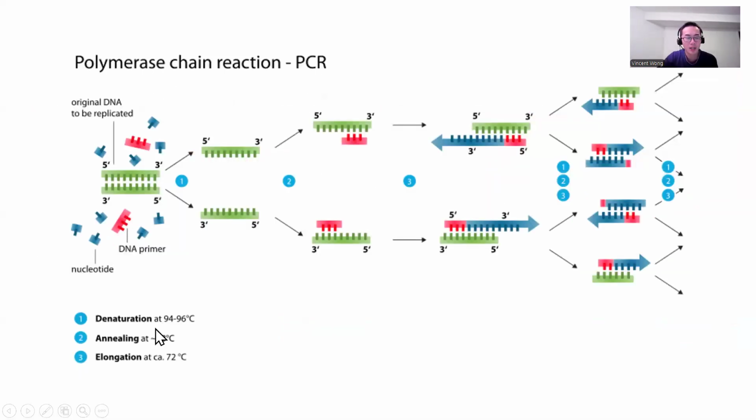The polymerase chain reaction actually has 3 steps. We heat it up. That's called denaturation, which is to separate DNA, around 95 degrees plus or minus.